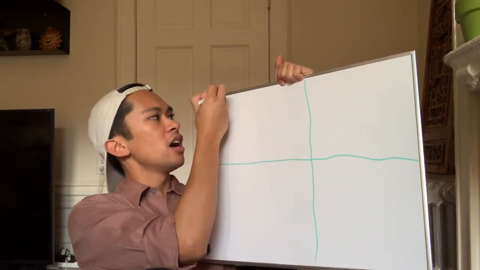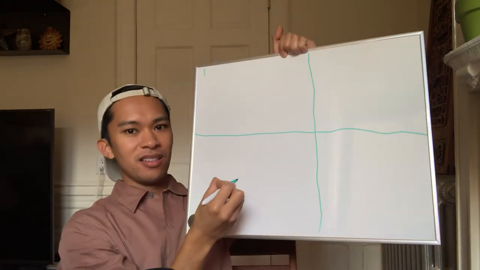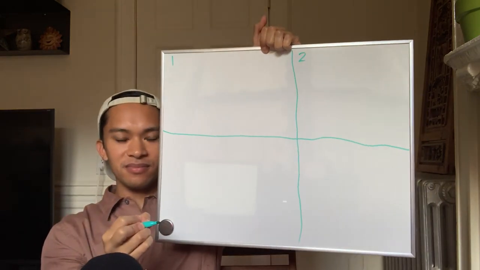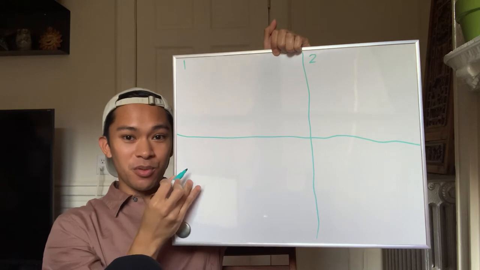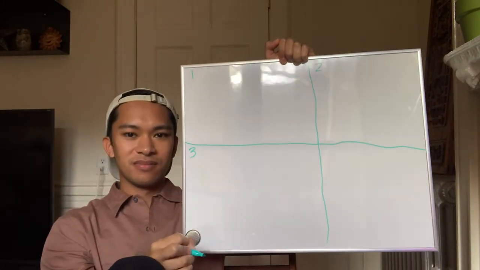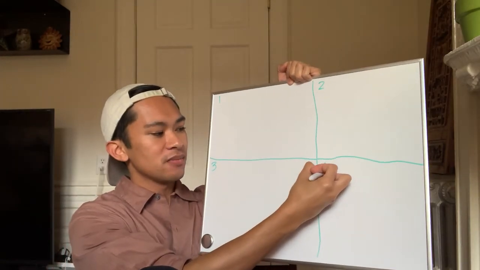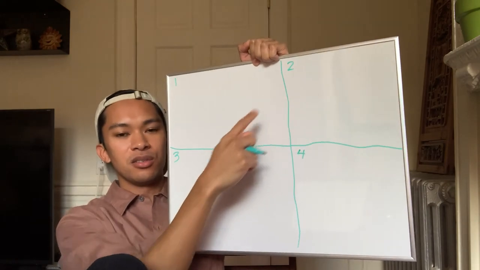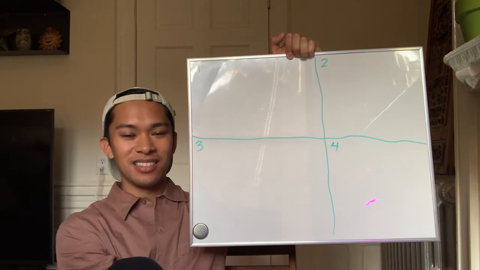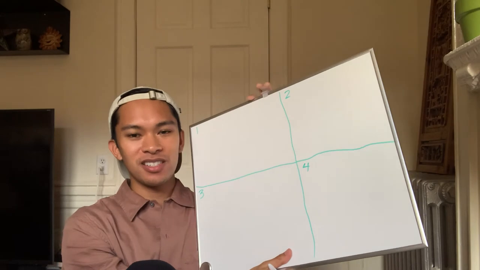Now let's draw a number 1 in this corner here. Let's draw a number 2 in this corner here. Let's draw a number 3 in this corner here. And then draw a number 4 in this corner here, okay? So 1, 2, 3, and 4. If you need more time, you can pause it. All right, and the lines don't have to be perfect, right? As long as you have four sections, that's great.